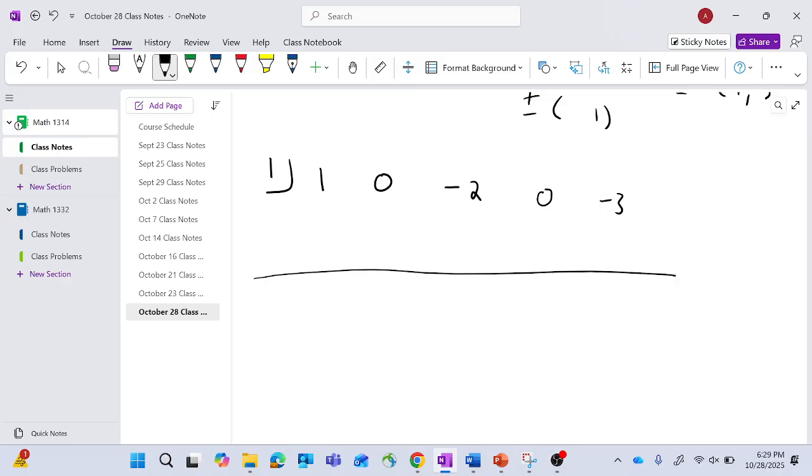So start with 1 and bring down 1. 1 times 1 is 1. Add going down is 1. 1 times 1 is still 1. Negative 2 plus 1 is negative 1. 1 times 1 is negative 1. Add going down is negative 1. And we can see this is not going to work because the remainder is not 0.